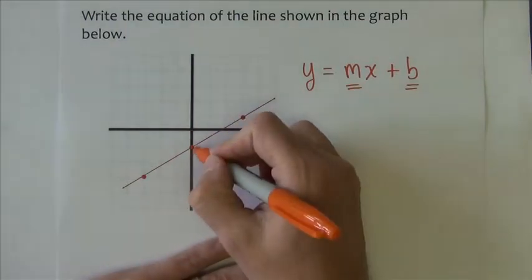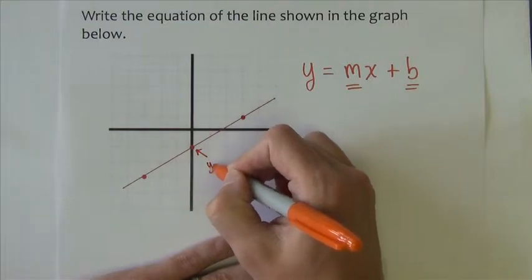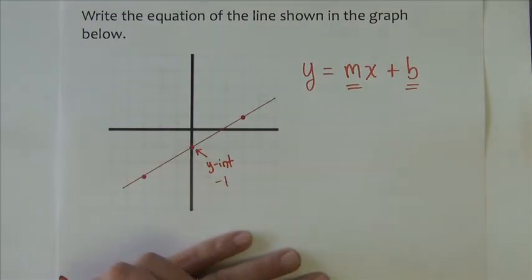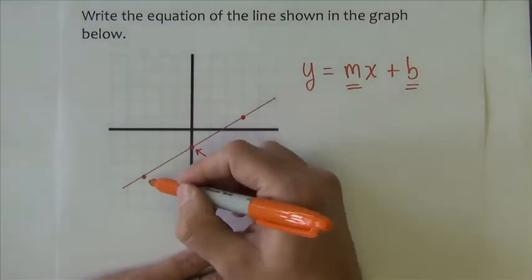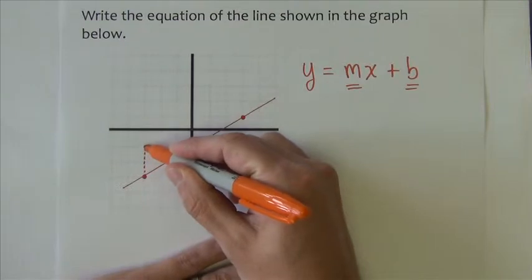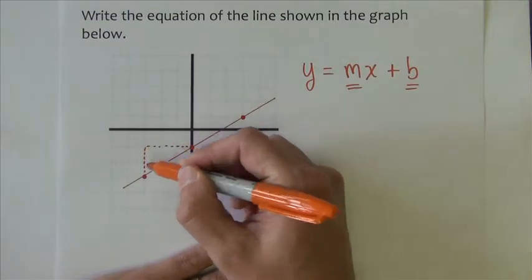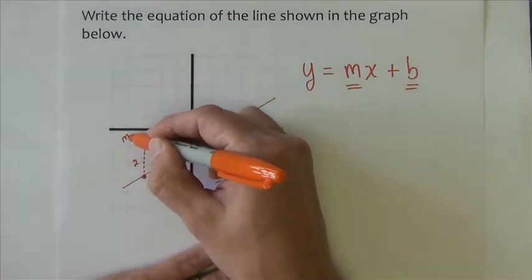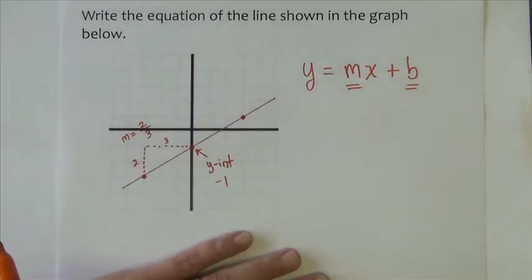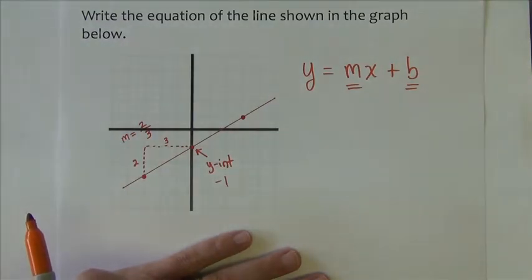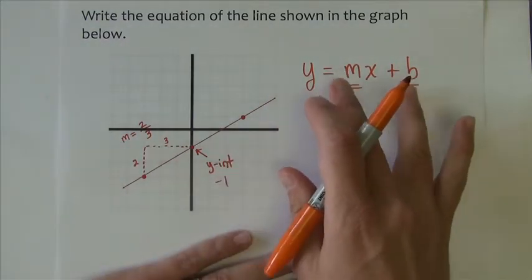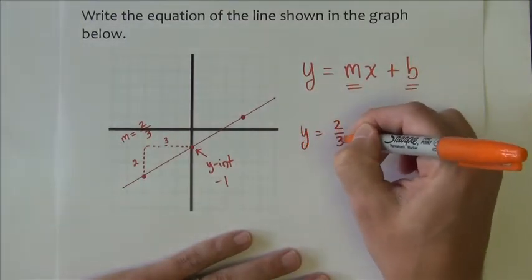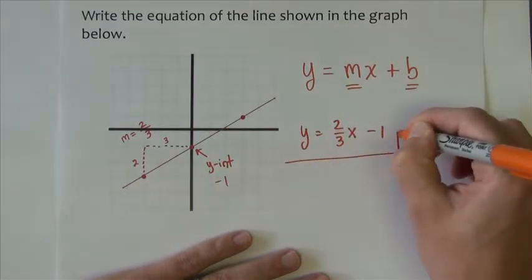Well, right here is the y-intercept. I can see for this line it's at -1. And if I look between 2 points, I can find the slope. I went up 2, right 3, so the slope for this line is 2/3. And so all I have to do, if I can see those from the graph, is just drop those in for the m and the b respectively. The equation of this line is y equals 2/3 x minus 1.